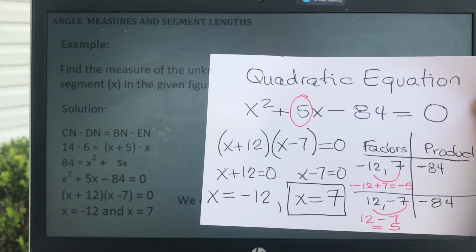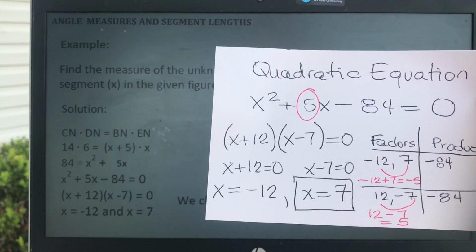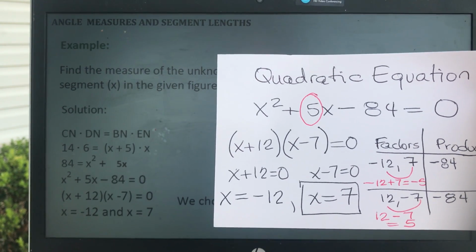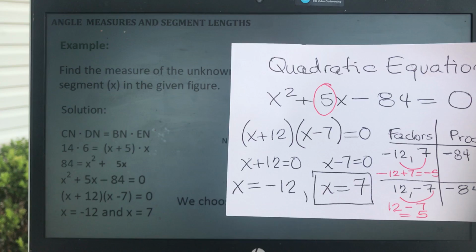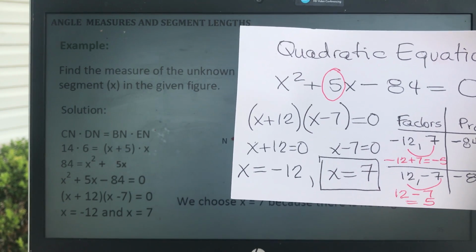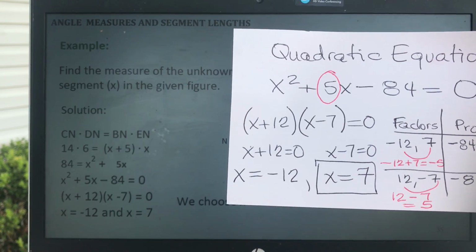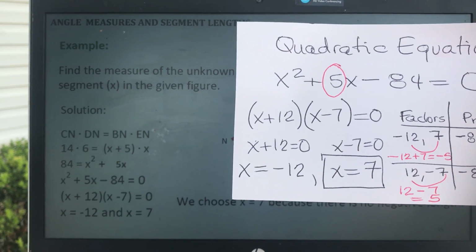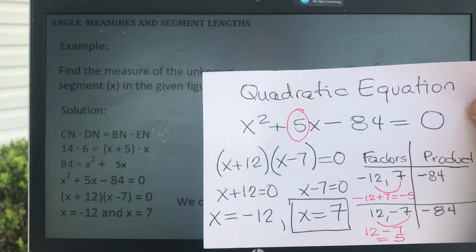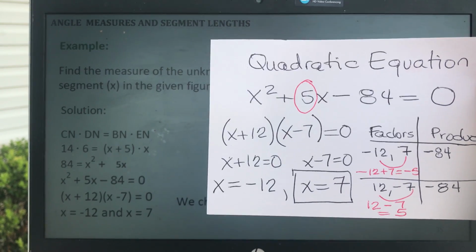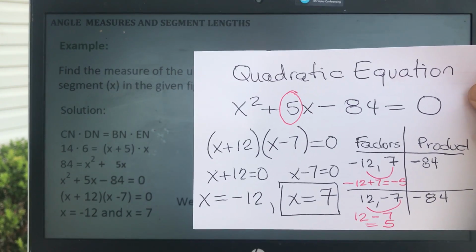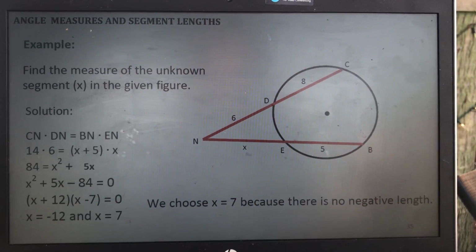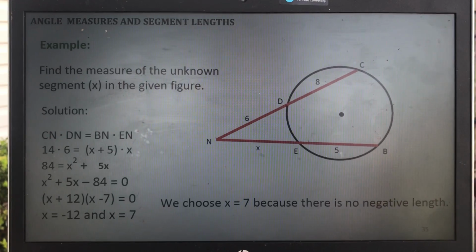So then we factor our equation to x plus 12 times x minus 7 equals 0. So x plus 12 equals 0, and x minus 7 is also equal to 0. And there we have our two values of x, which are x equals negative 12 and x equals 7. Since the length of a segment cannot be represented by a negative number, our answer here is x equals 7. So we choose it because we cannot have negative lengths.